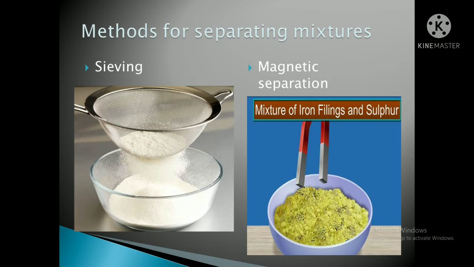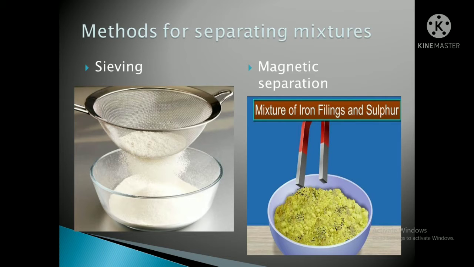The next methods we'll talk about here are sieving and magnetic separation. What is sieving actually? Sometimes we sieve the flour, because undesirable materials may be attached to it. Before cooking something or before making rotis and all, we sieve the flour.